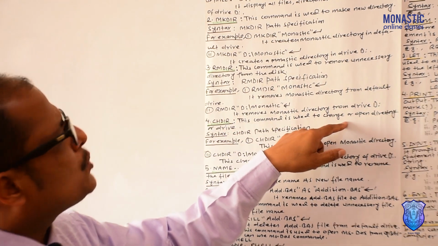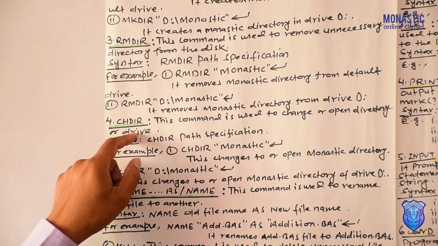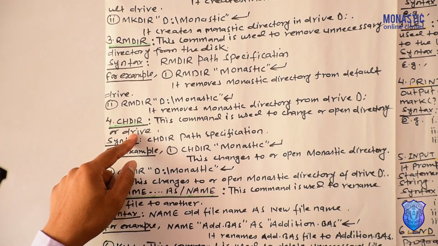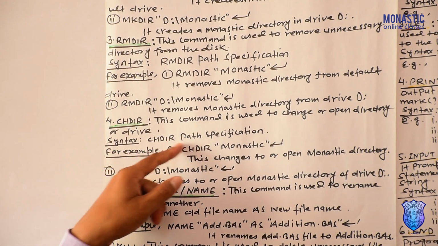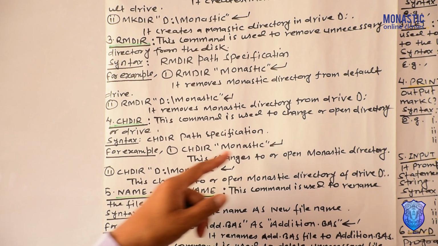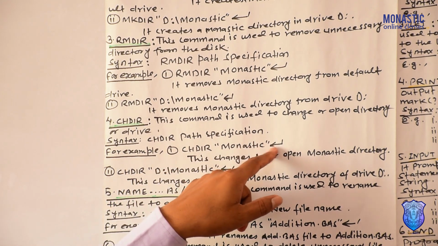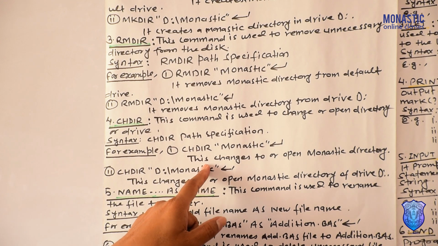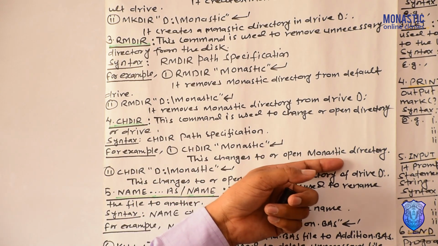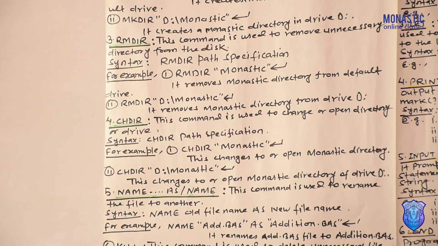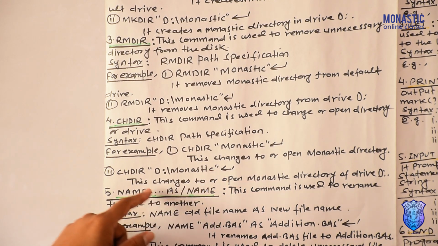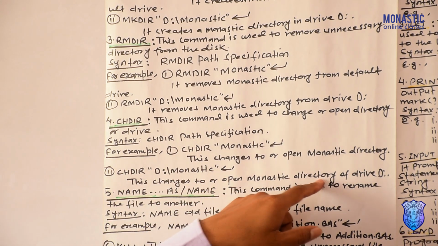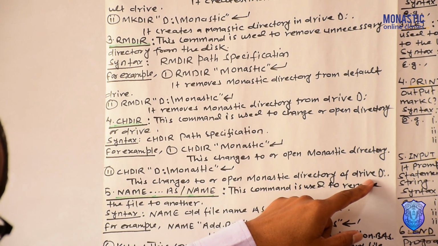This command is used to change or open a directory or drive. By using this, we can move to another directory or to another drive. Syntax is chdir path specification, and an example is chdir monastic. When you press enter key, then what do you get? It changes to or opens the monastic directory. Next example is chdir D:\monastic, enter key. Then what do you get? It changes to or opens the monastic directory of drive D.